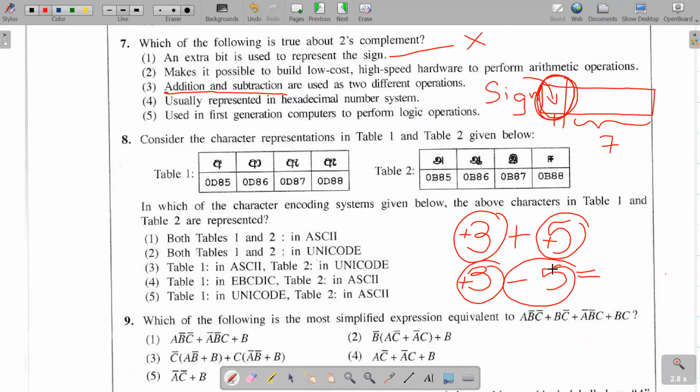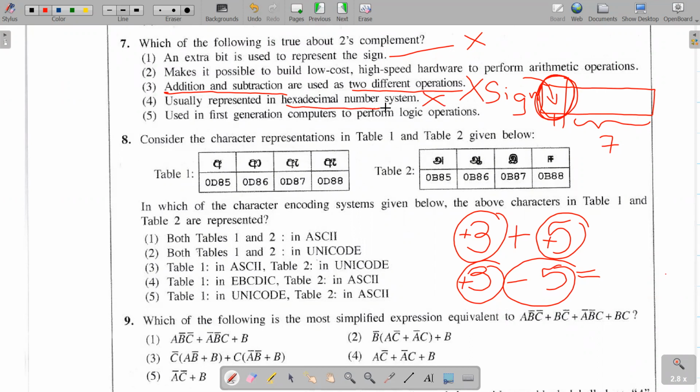Right? So you can't say they are using two different operations. So it is wrong. Fourth one, usually represented in hexadecimal number system. No, it represents in binary number system, right? Not in hexadecimal.